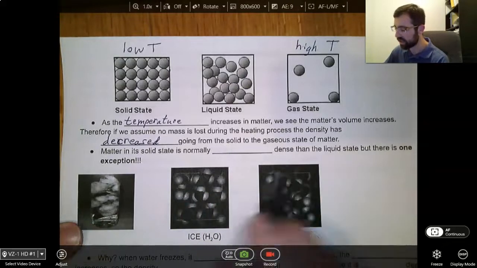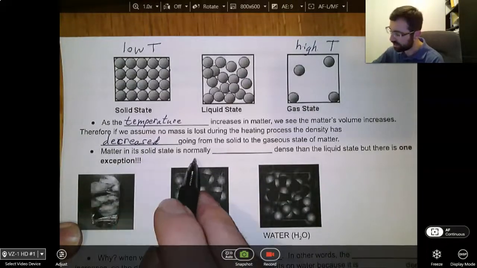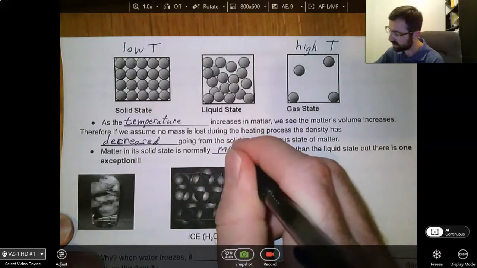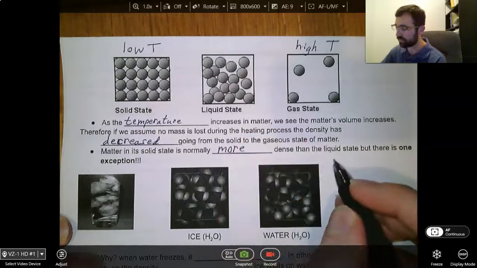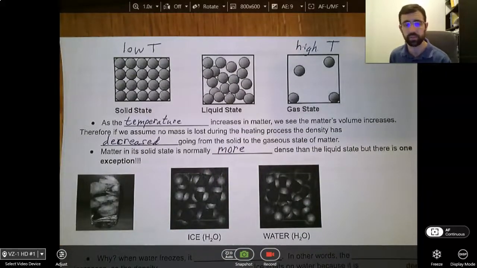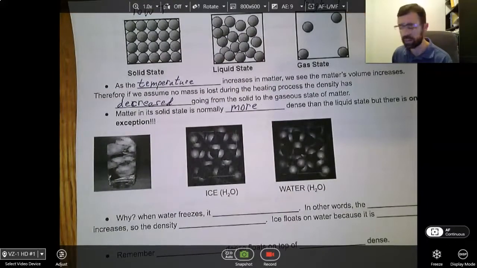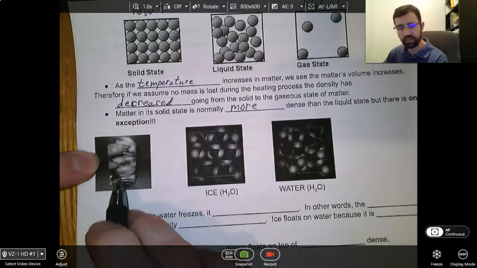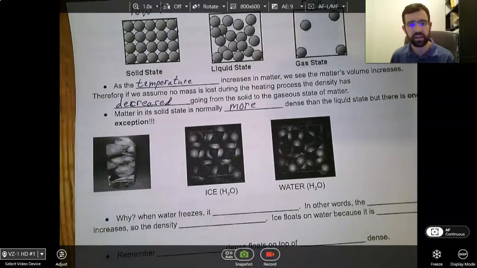Matter in its solid state is normally the most dense. It's normally more dense than the liquid state, but there is one exception, and it's an important exception that we talk about a whole lot. It's water. Think about ice water. The solid state of matter floats on top, and remember that if it floats on top, that means it's less dense.